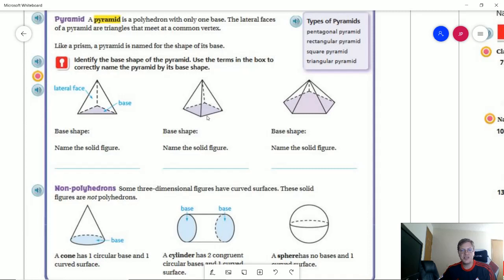The base for this one is going to be a square, so it would be a square pyramid. And the base for this one would have 5 sides, so our bottom surface of that will have 5 sides, so that would be a pentagonal pyramid.